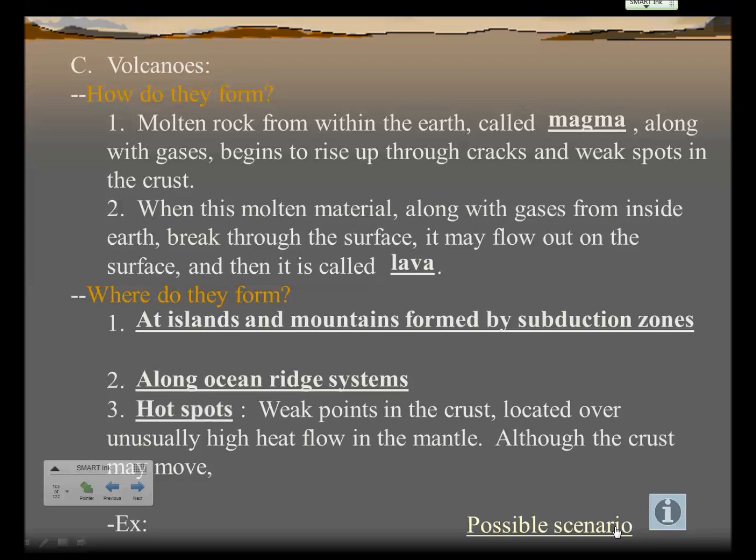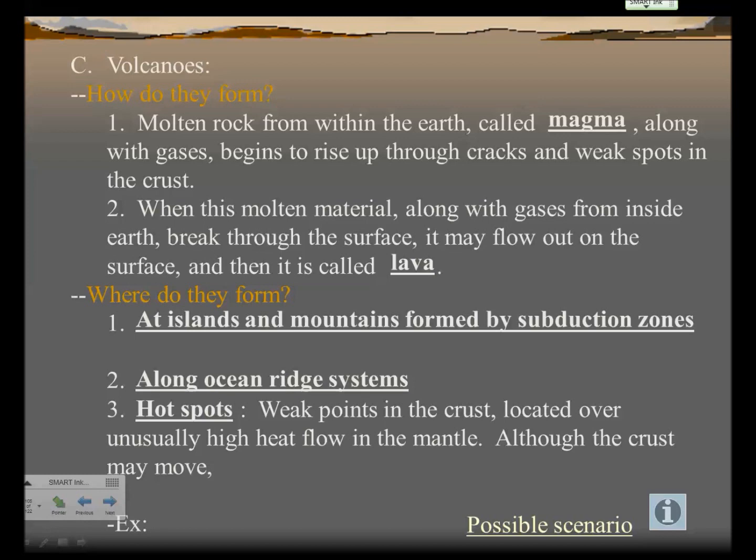And third, at hot spots, which are a new thing we haven't really discussed much. These are kind of like weaker points in the crust. We don't really know why the hot spots are there, but they are located down inside the Earth underneath the crust in the asthenosphere. And these weak points in the crust are located over unusually high heat flow in the mantle. The crust may move on top of those hot spots and create more islands, which we'll see.